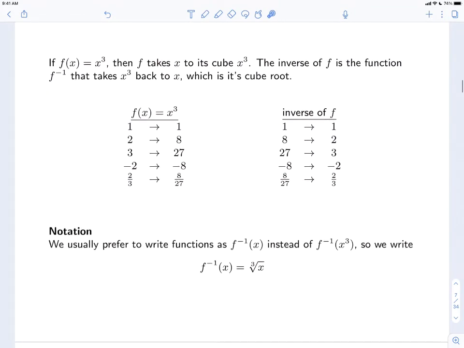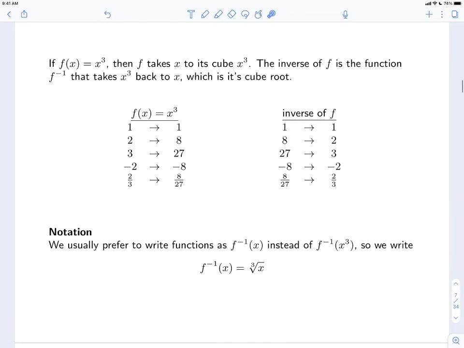On the other hand, f at x equals x cubed is a function, and it is one-to-one. F takes x to its cube, x cubed. The inverse of f is the function f inverse, f to the negative 1. You just read that as f inverse, and that takes x cubed back to its cube root. And this is a perfectly well-defined operation with only one output.